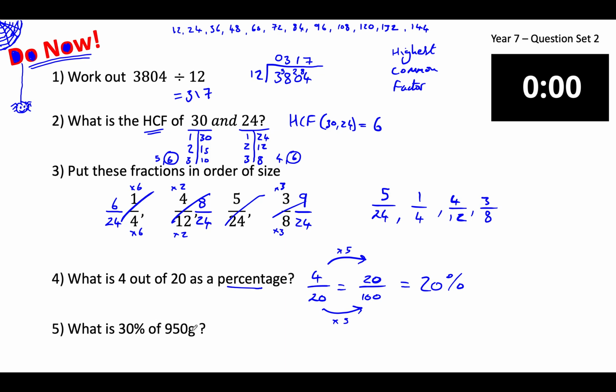Right, what is 30% of 950 grams? Right, hopefully you remember from before that to find 10%, you divide it by 10. So we make this one place smaller to get 95 grams. Okay, now if I want 30%, that's 3 lots of 10. I've got to times it by 3. 3 lots of 95 would be 285 grams. Okay, because 3 lots of 9 is 27, so it's 270. Anyway, you know it. You know what I mean, right? So 285 grams.